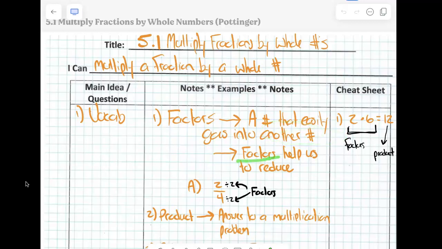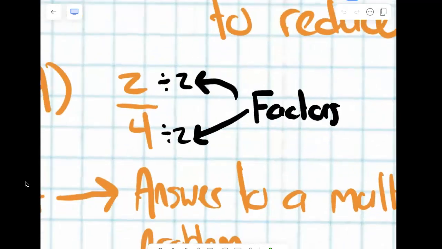And factors, most importantly, help us to do what? Reduce. I need everyone to answer my question. Factors help us reduce. Here's an example of factors helping us reduce. We know that 2 easily goes into the numbers 2 and 4. So 2 is a common factor for 2 and 4.